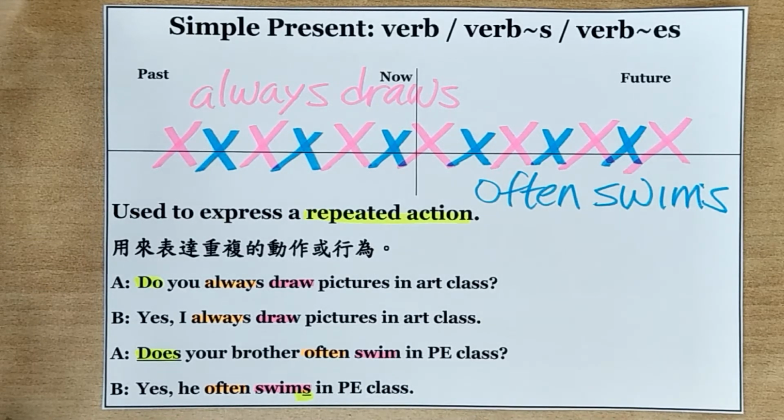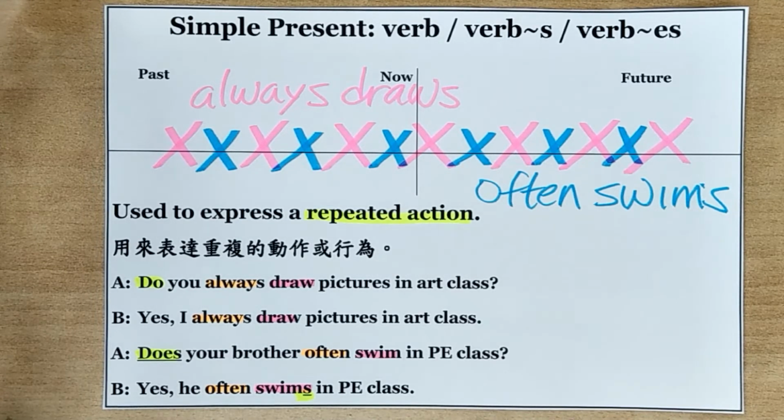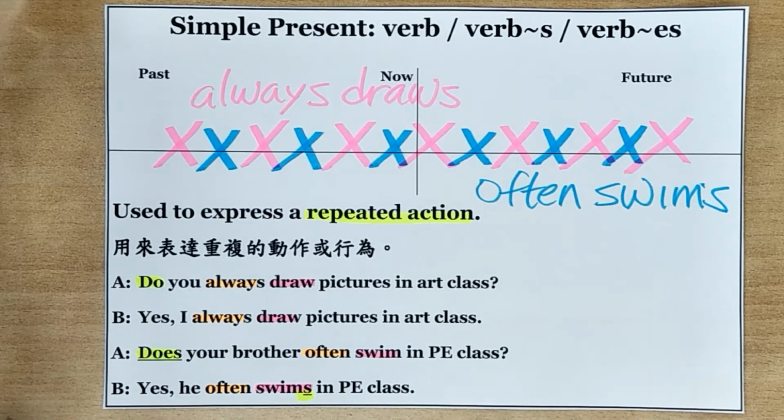Okay, kids, let's illustrate the simple present. Remember, simple present: verb, or verb plus s, or verb plus es. Simple present is used to express a repeated action. For example, A: Do you always draw pictures in art class? B: Yes, I always draw pictures in art class.